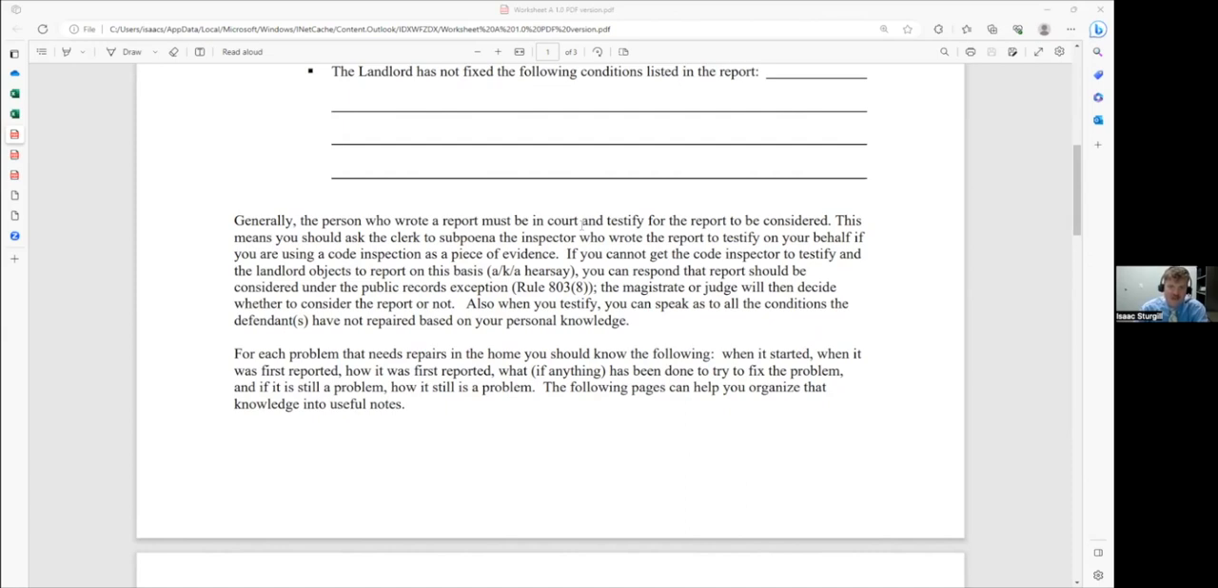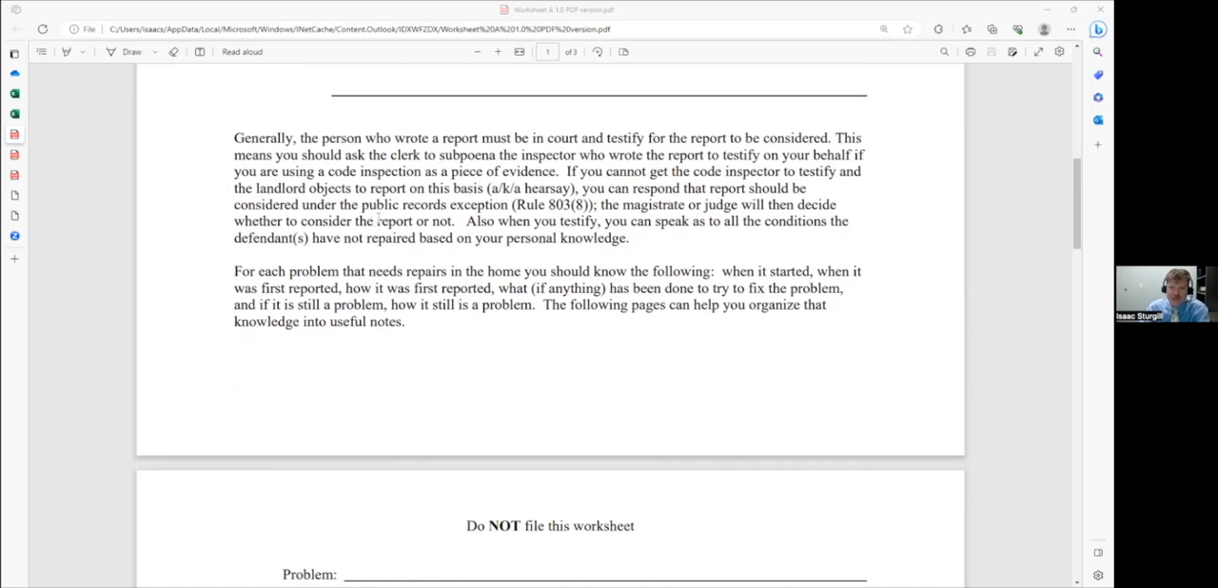The rules of evidence, again, are a little bit relaxed in small claims court, but the safest bet is to get the inspector there to testify, because if the inspector's not there and the other side objects, the judge may say, I'm not going to allow this report in because we need the person that wrote it to be here in court, right? And it gives some more information about some exceptions to that. So that's useful information that should be read.